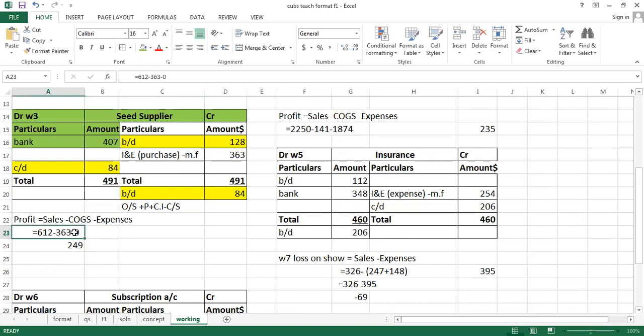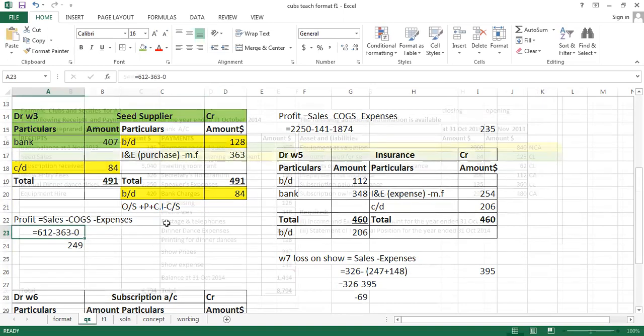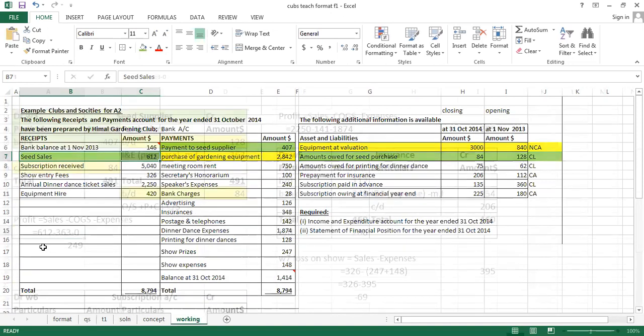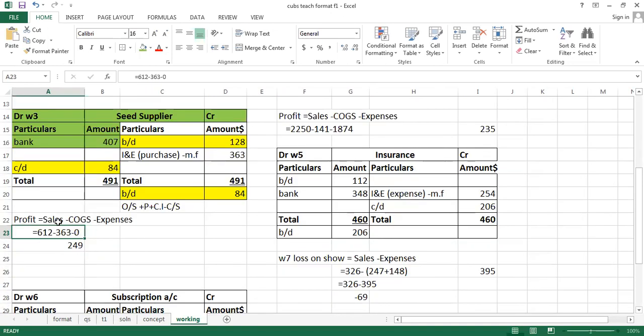And minus expenses, there are no further expenses in the question related to seed sales. If you look up here, there is no further information. So it means our profit is the difference of these two. You can see that the sales is higher. So the profit is 249. Now I told you that if there's profit, you have to show income. If it's a loss, you have to show another expenditure heading.